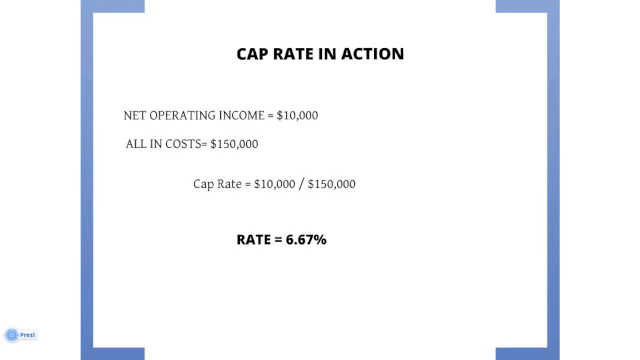So let's see it in action. Here you see the net operating income is $10,000. The all-in costs are $150. So the $10,000 divided by 150 gives you a 6.67 cap rate. All right, that's your rate of return on this investment if you were to buy it.